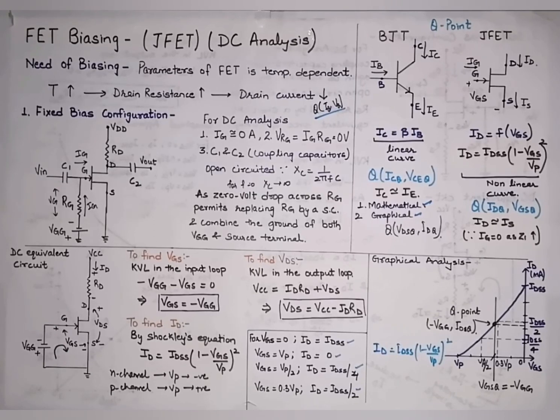Now to obtain the Q point, I will make use of that VGS value. VGS over here is nothing but equal to minus VGG, which means on this x-axis exactly at minus VGG, that will be the value of my VGS, and I will draw a straight vertical line and that line will cut my curve at this point. And this point is nothing but my Q point. The values of current and voltage at this point will be the parameters of this Q point, and that is nothing but (minus VGG, IDQ). So this is all about fixed bias configuration.